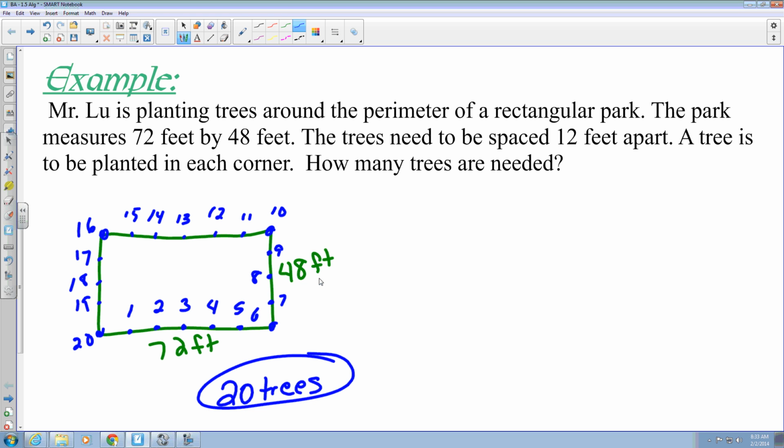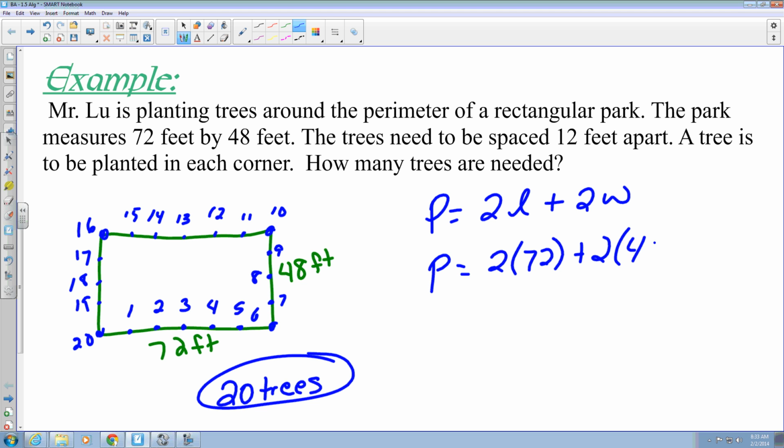Another way you could solve it is this. I know that the perimeter formula is 2L plus 2W. Okay? So it's going to be 2 times the length, which is 72, plus 2 times the width, which is 48.